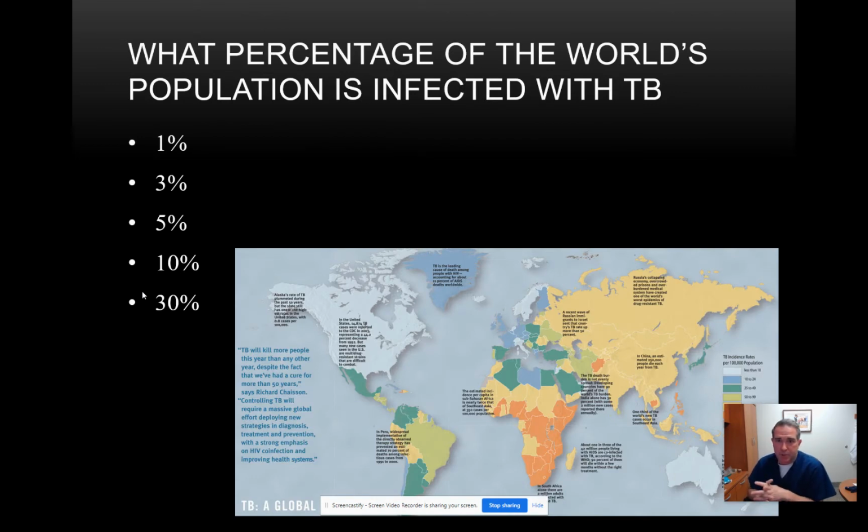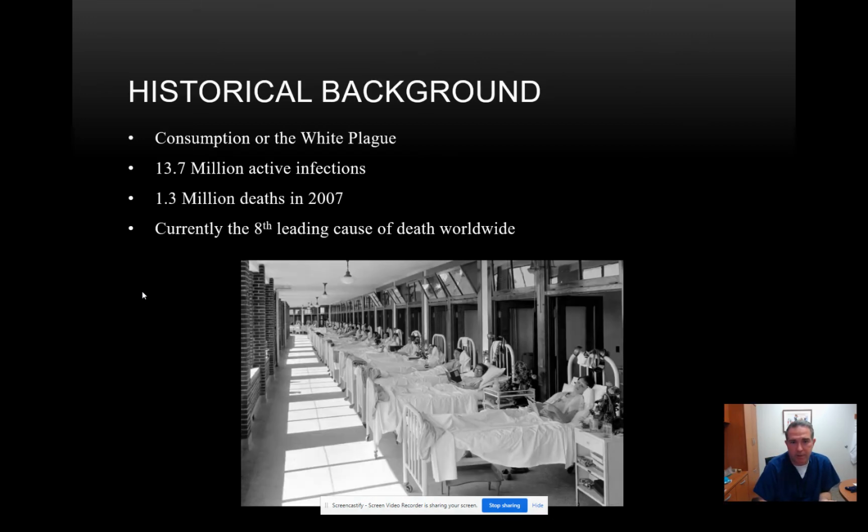Question here, what percentage of the world population is infected with TB? 30%. So quite a few people out there with latent TB. Historically, tuberculosis, also called consumption or the white plague, not because it was only white people, but because you coughed up this mucousy white phlegm.